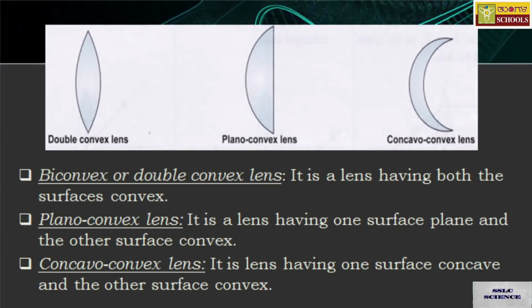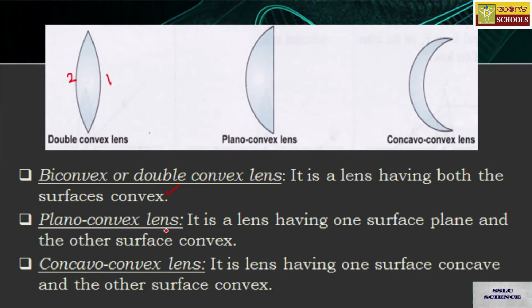So the first one, biconvex lens, that is called double convex lens too. It is a lens having both surfaces convex. So this is surface number 1 and this is surface number 2. Both surfaces are convex, then that is known as biconvex or double convex lens. So the lens having both surfaces convex. Okay, so this is the double convex lens for you.